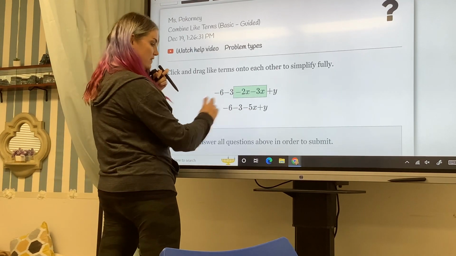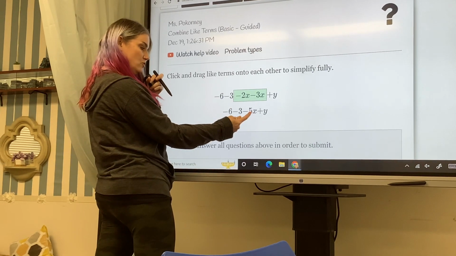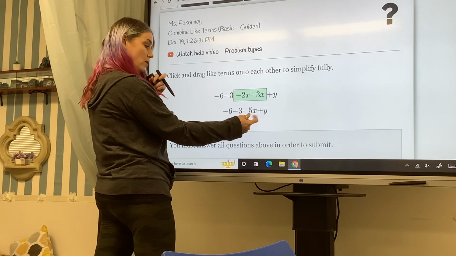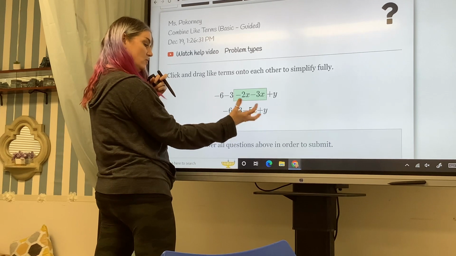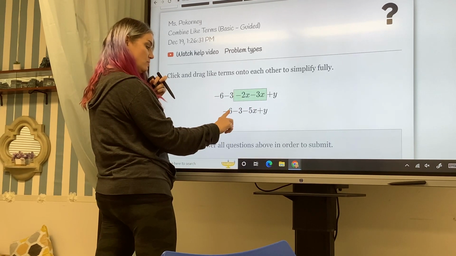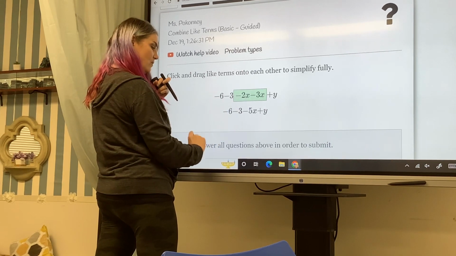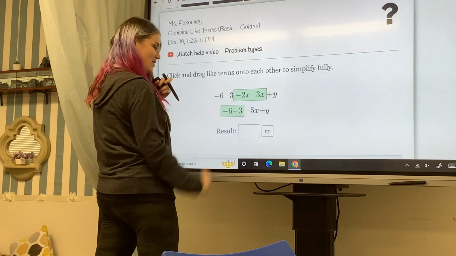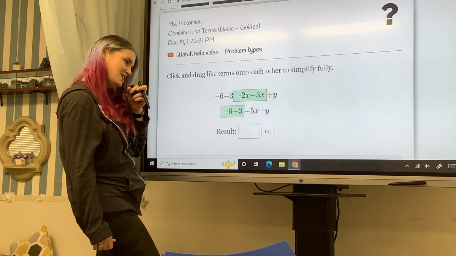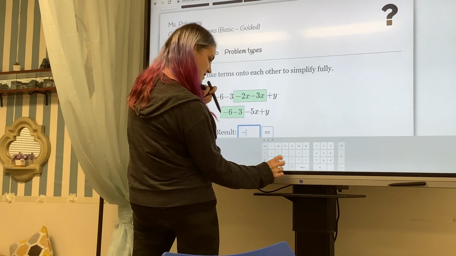Now I want to look at the new expression and see if I have any other like terms. I don't have any other terms with an x or a y, so those are combined or as simplified as they can be. But I do have a negative 6 and a negative 3, which are both constants, which can be combined. So I'm going to go ahead and drag right after I get it to stop being mad at me. Negative 3 and a negative 6 is going to give me a negative 9.